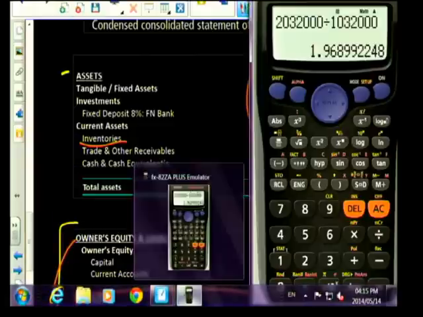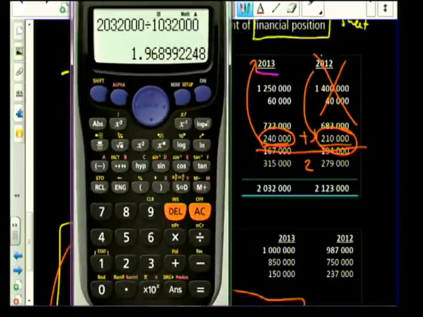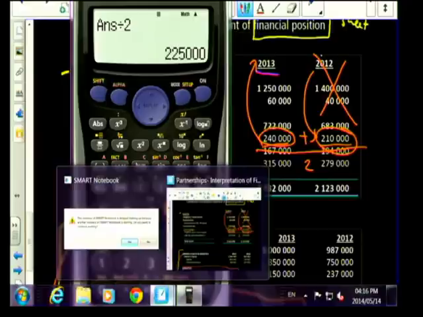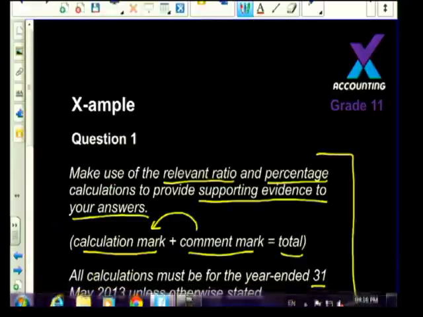So let's do that quickly. To calculate my average inventory, I need to take my 240,000 for 2013. Then I need to take my 210,000 and add it for 2012. It gives me a total of 450,000. And if I divide that answer by 2, that gives me my average inventories of 225,000 Rand. So let's put that on our answer sheet.